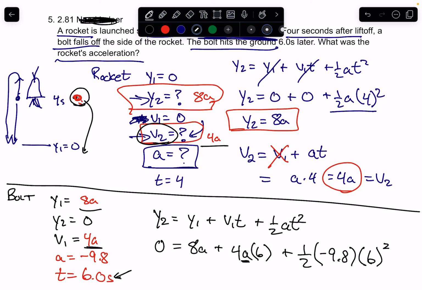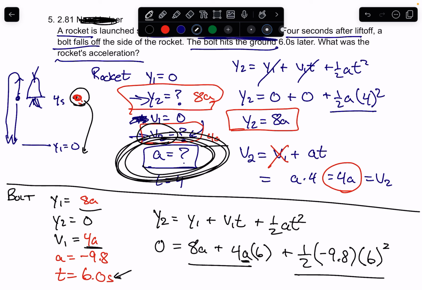Now we have an equation with a's and numbers, and we can simplify this and solve for a. And that will be the a up here in the top equation, the rocket perspective, because the question is: what's the acceleration of the rocket?